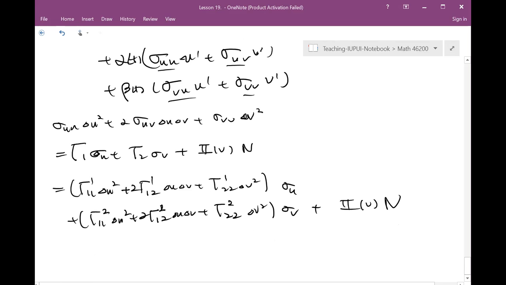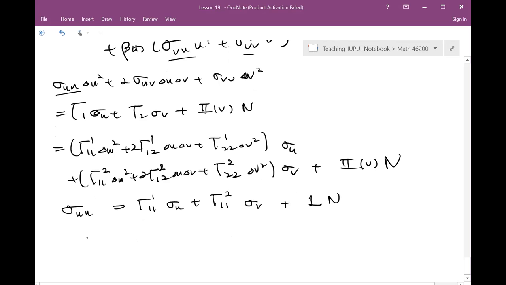As you can see, sigma UU is going to be gamma 1 1 1 sigma U, gamma 2 1 1 sigma V, plus some part. This actually is L. And the next part, sigma UV, is gamma 1 1 2 sigma U, gamma 2 1 2 sigma V. This is M, from the second fundamental form.